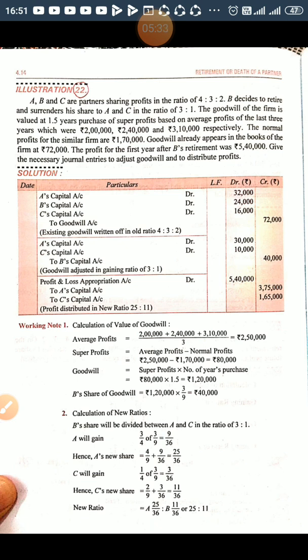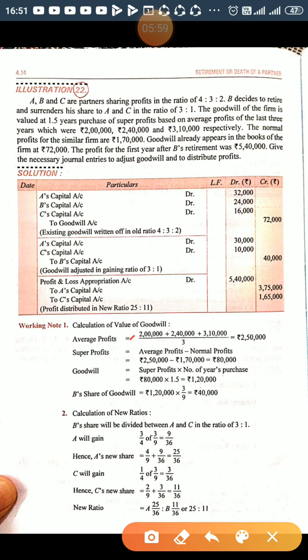Now come to the calculation of the value of goodwill at the time of retirement. The question has given you information about the 3 years' profit, and it asks you to calculate the average profit, and the value of goodwill is 1.5 years' purchase of super profit. First of all, we calculate the average profit: 2 lakh plus 2 lakh 40,000 plus 3 lakh 10,000 divided by 3, that is, average profit is 2 lakh 50,000. Super profit is average profit minus normal profit. Normal profit they have given is 1 lakh 70,000. So 2 lakh 50,000 minus 1 lakh 70,000, 80,000 is the super profit, and value of goodwill is super profit multiplied by number of years of purchase. Super profit is 80,000 and number of years' purchase is 1.5. So the value of goodwill is 1,20,000.